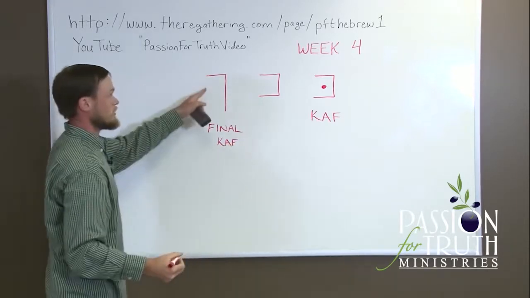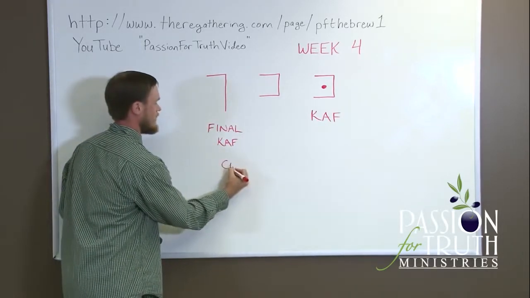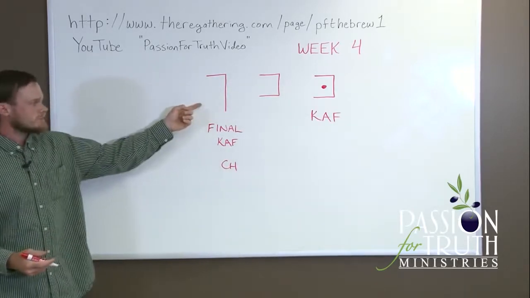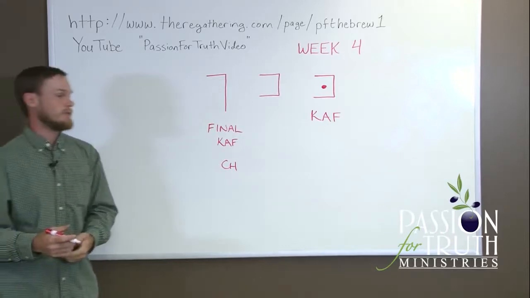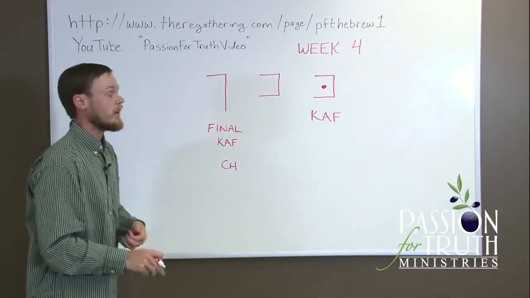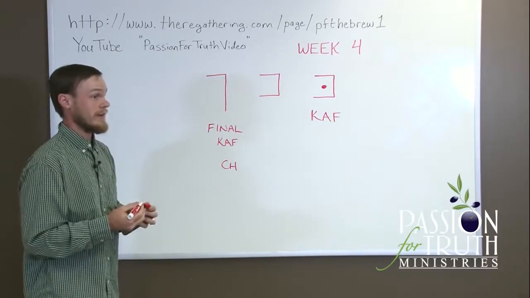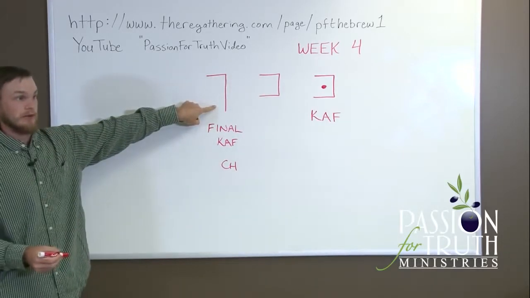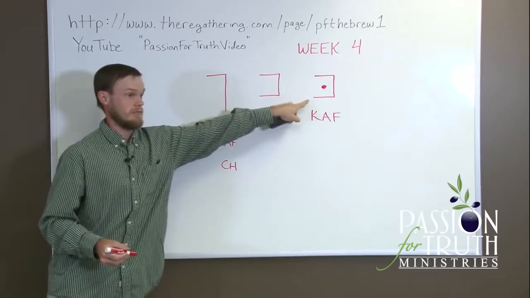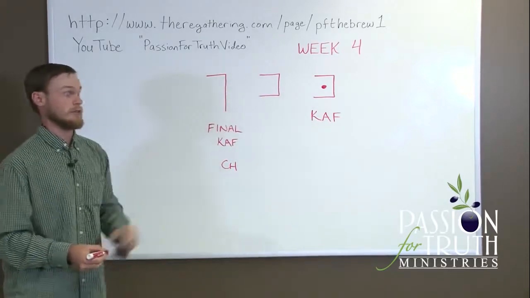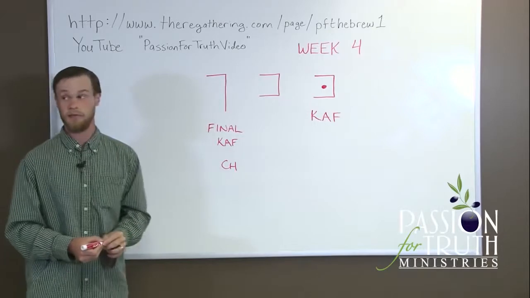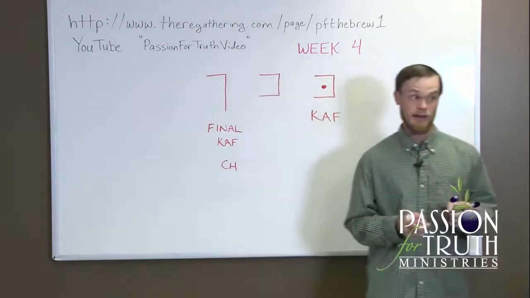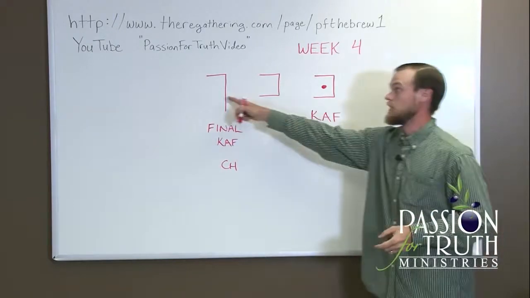This form is always pronounced cha, and this form always appears at the end of a word. So in any word that ends in a kaf, the kaf will be written like this. It's exactly the same as a regular kaf. It just looks different when it's written at the end of a word. So it's a Kaf, not a K. It's always a ch, because it will never have a dagesh.